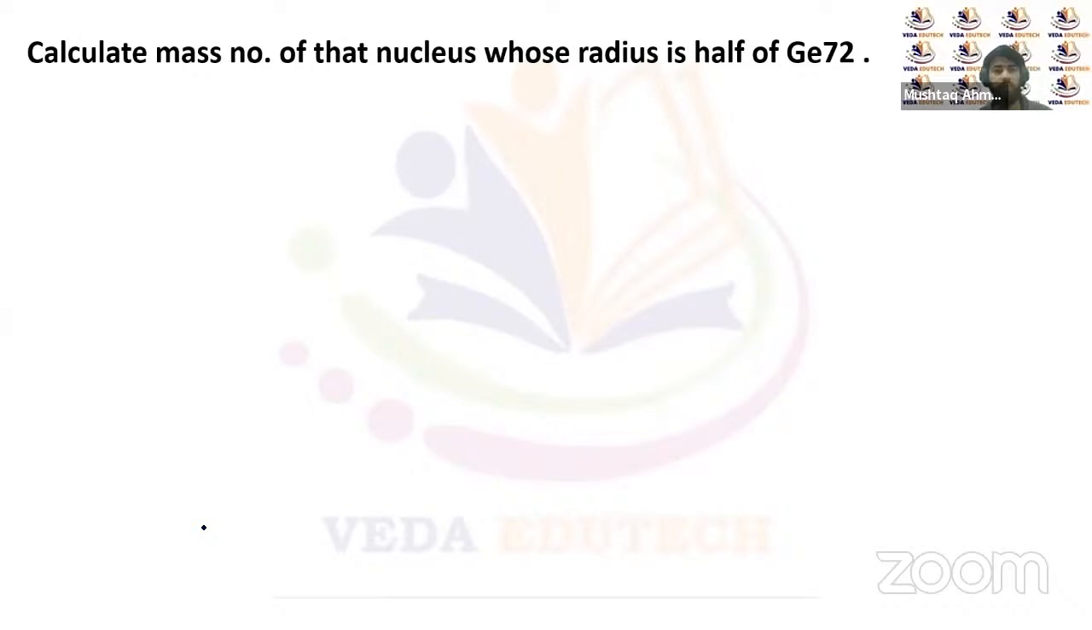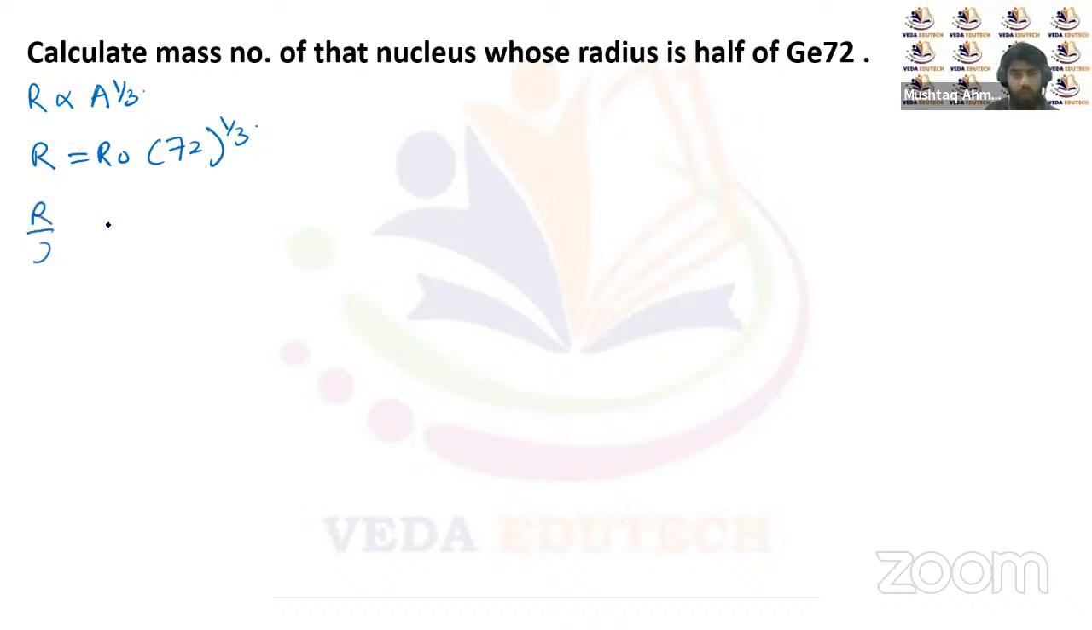Now the question is: calculate the mass number of that nucleus whose radius is half of that of germanium 72. That's the mass number of this germanium. We know that radius is proportional to A to the power 1 by 3. Let's suppose the radius of germanium is R, so it will be equal to R naught times 72 to the power 1 by 3. Now we have to calculate the mass number of that nucleus whose radius is half of this radius. So its radius will be R upon 2, that will be R naught times A to the power 1 upon 3.